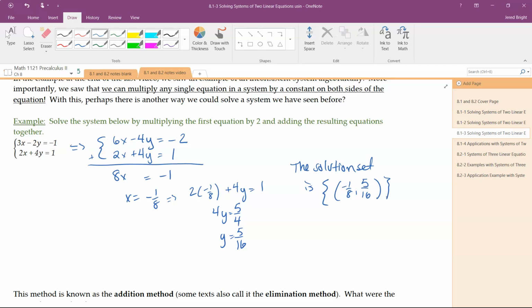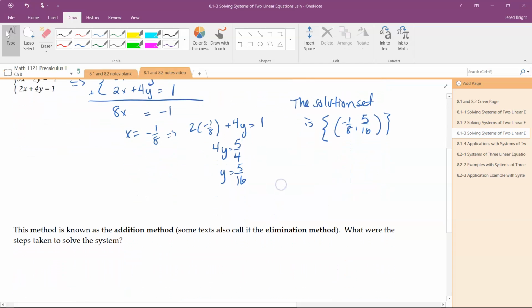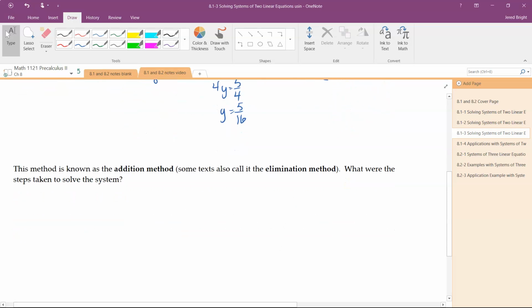Okay, so this method that we did is called the addition method according to the book. Some books call it elimination method, others call it addition by elimination. Nevertheless, just be aware of this method. Okay, so then what were the steps that we took to solve this system? See if you can detail those here briefly.